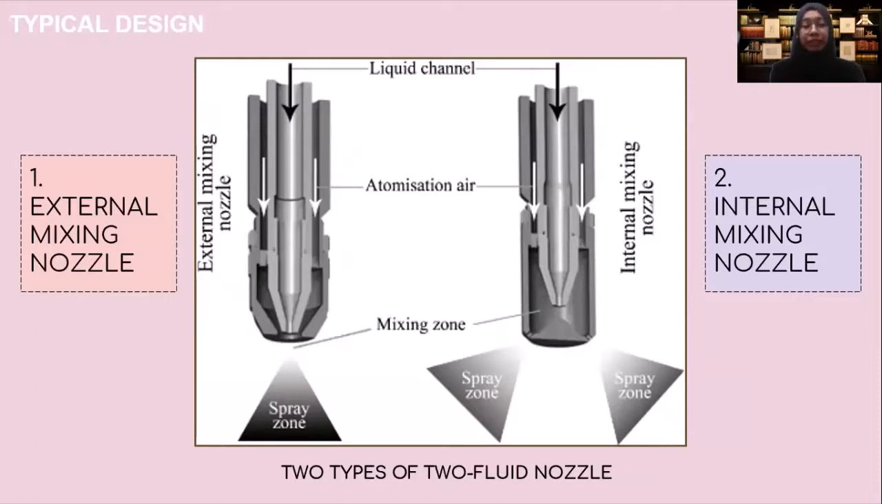In external mixing nozzle, the mixing happens at the end of the nozzle, which is at the bottom. And for the internal mixing nozzle, the mixing happens within the nozzle, as you can see in the figure.